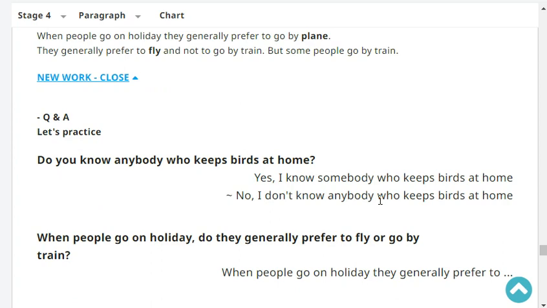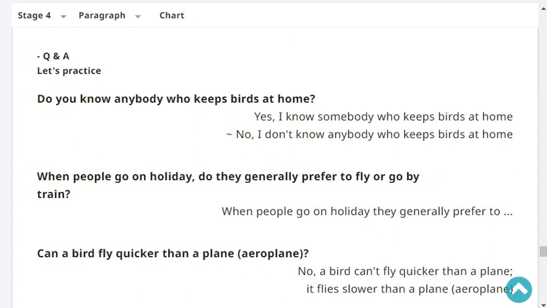Okay, let's practice. Do you know anybody who keeps birds at home? Yes or no? Yes, I know somebody who keeps birds at home. When people go on holiday, do they generally prefer to fly or go by train?